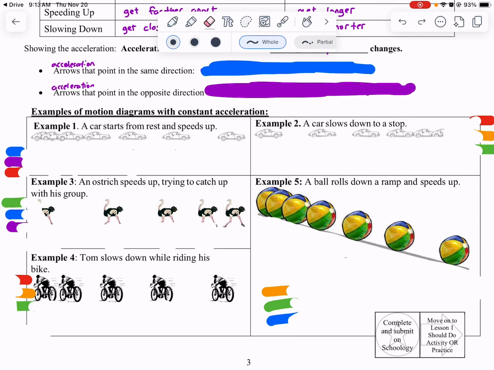Okay, so let's take a look at our first example, and hopefully my little marks to erase it worked out. All right, so we've got a car. It's starting from rest and it's speeding up.